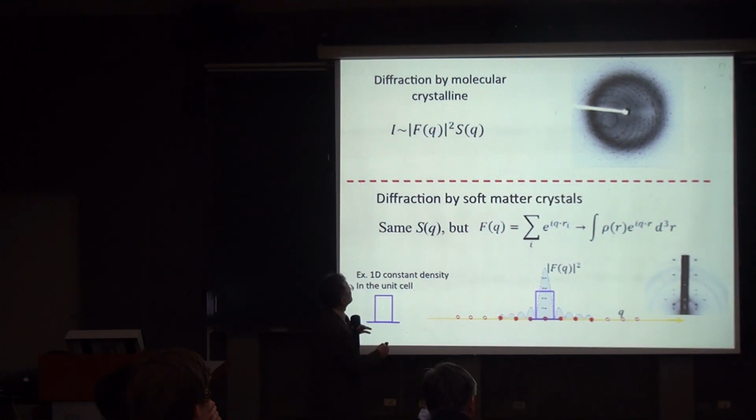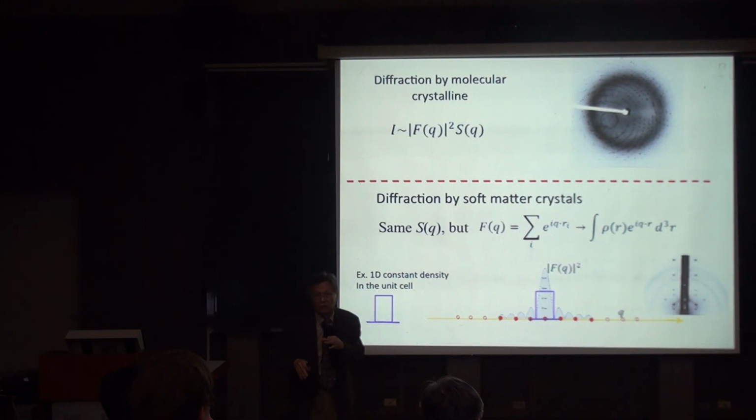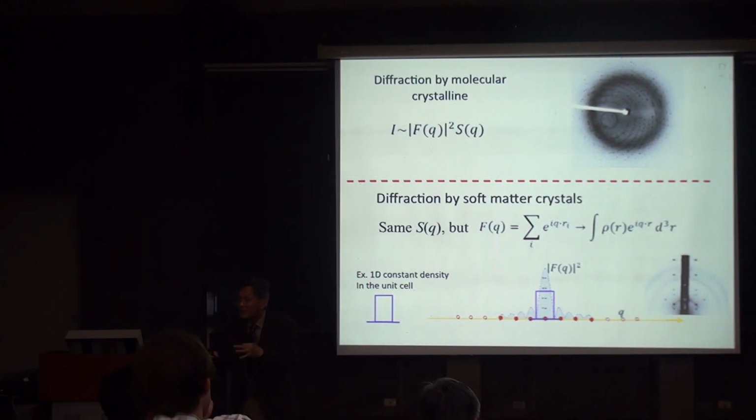Because in a molecular crystal, the unit cell is defined by the positions of atoms. It's like a delta function, the positions of atoms. But in soft matter, in the unit cell, the molecule is a continuum, not well-defined positions. It's a fluid. Even though it's crystalline as a whole, the unit cell still has a continuous distribution.